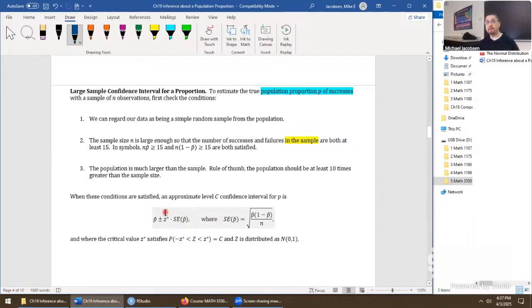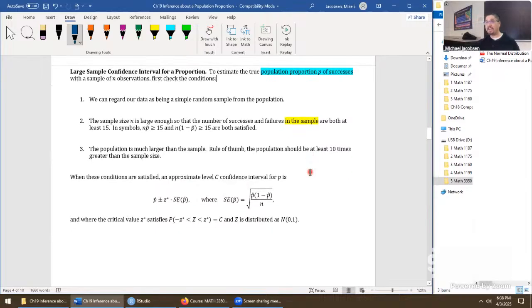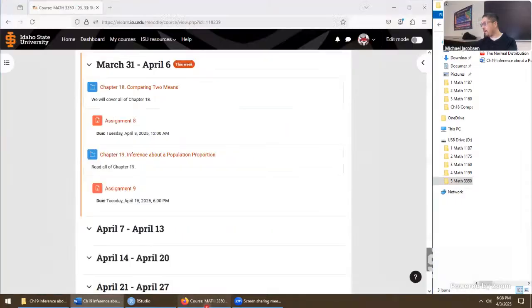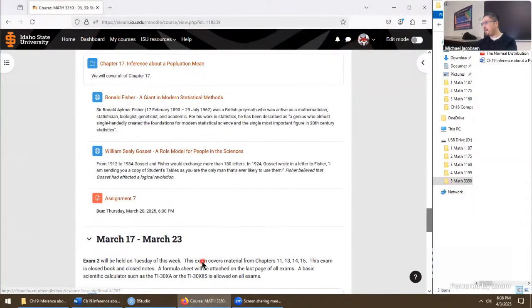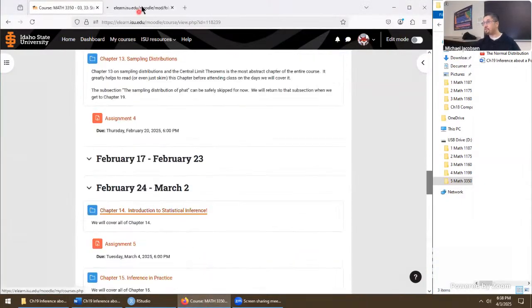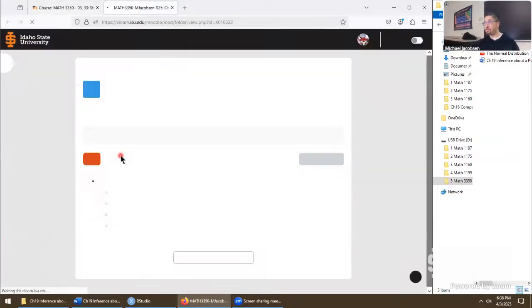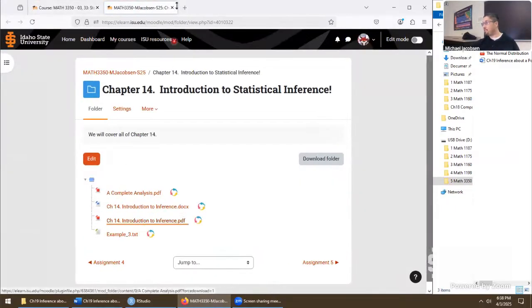Notice z star makes a comeback on this one, but that's just because we have a one parameter family for the distribution. There's just p there. So that's the same standard error formula we derived. Z star satisfies the same exact formula. So this is a kind of a nice process. In fact, Z star is so nice here, you can literally go back to Moodle, all the way back to chapter 14. We were just discussing the initial ideas of inference.